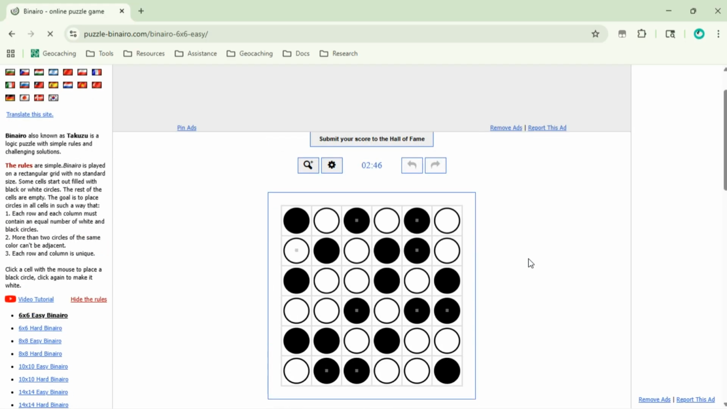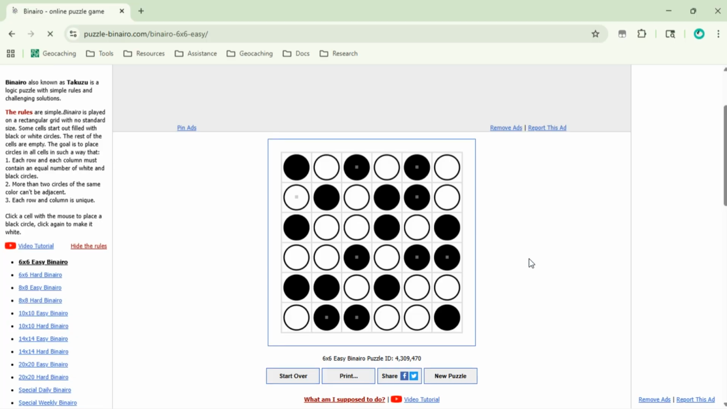So especially in Canada, I've seen quite a few of these. But yeah, another puzzle that can be utilized for geo puzzles.